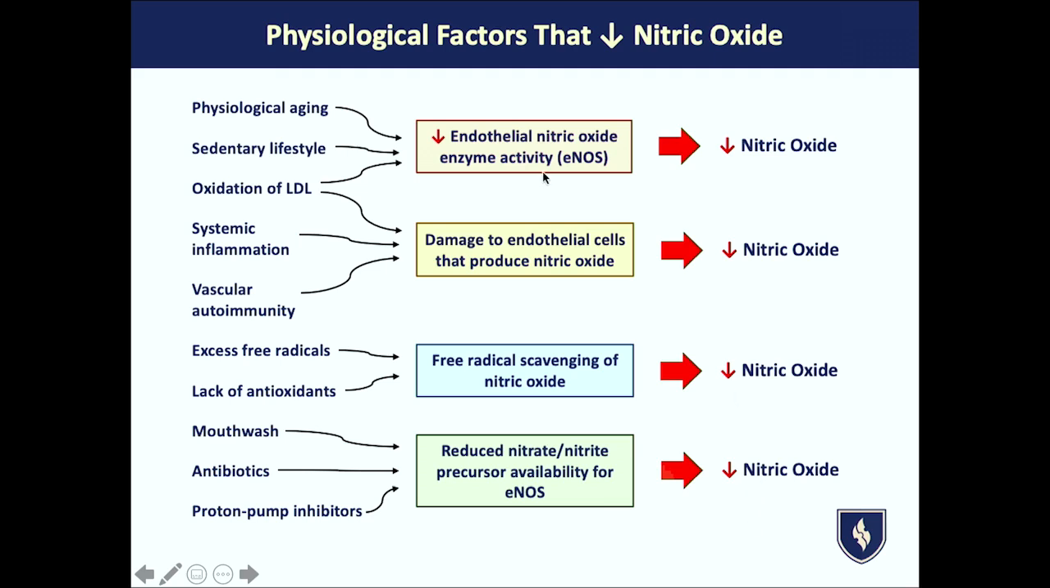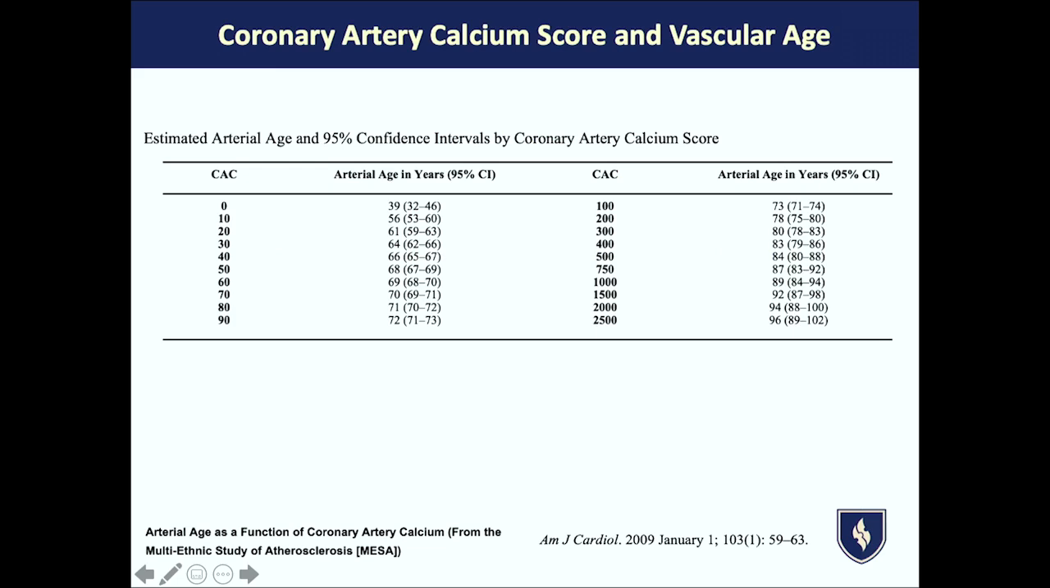So if you take someone who's sedentary, who's got systemic inflammation because they have an H. pylori infection that's asymptomatic, they haven't identified, and they use mouthwash every day, and then there are proton pump inhibitors. You can see some major mechanisms that decrease nitric oxide that may not be looked at. And if that happens for 5 years, 10 years, 15 years, and then at 50, they go and get a coronary calcium score, they may have a calcium score of 400, and now they have a vascular age of 83.